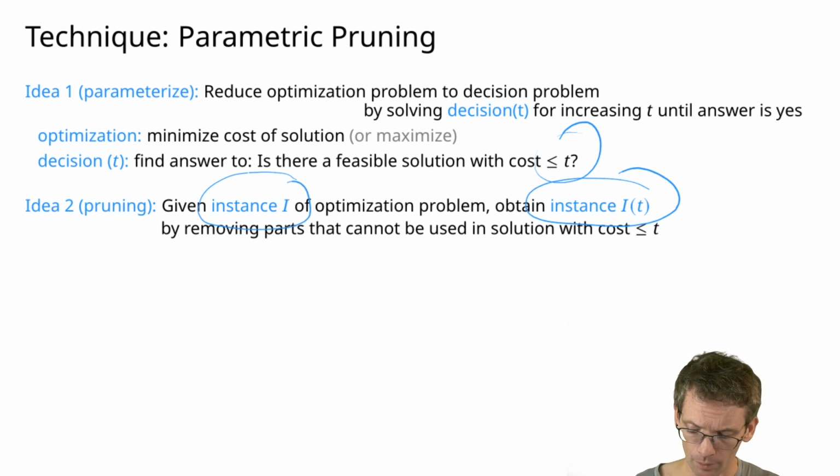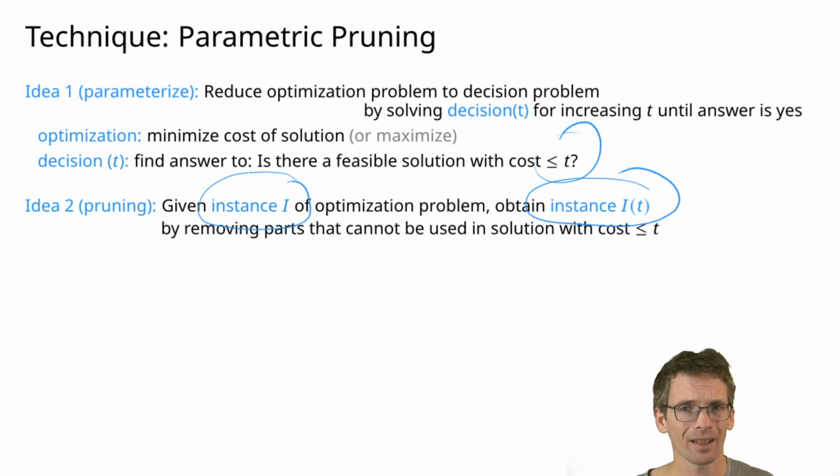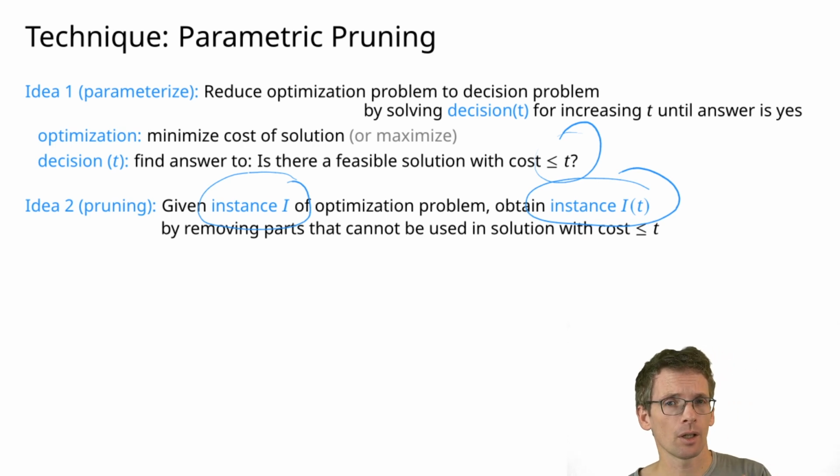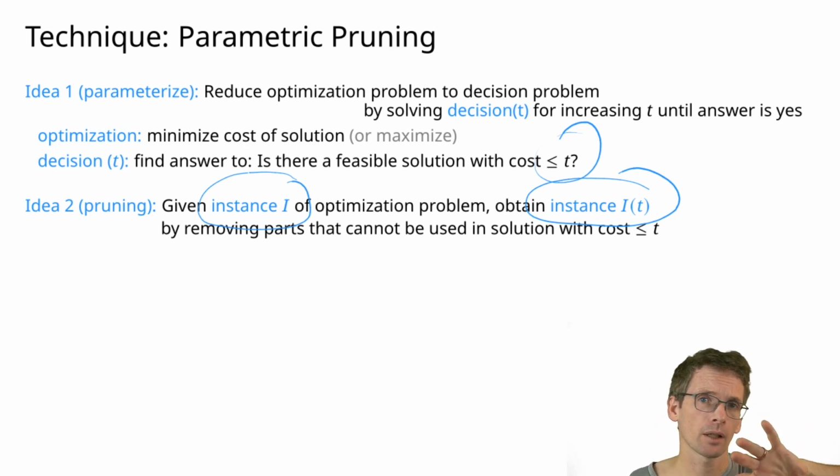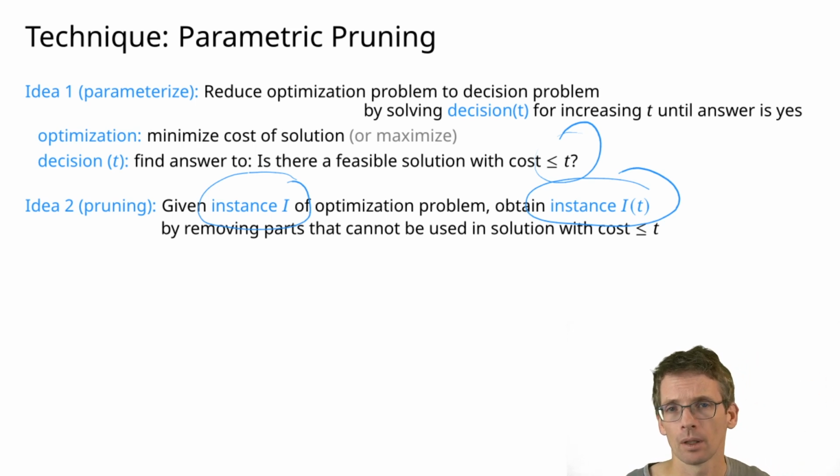And the idea is that we can remove anything that is not relevant for solving the decision problem. So in our example, in the k-center setting, imagine we have this complete graph and we have a t which tells us what is the maximum cost that we want to allow. Then obviously all edges with a larger cost we can take out of the graph because we know those we cannot use anyway. And then we have a smaller graph to work with.